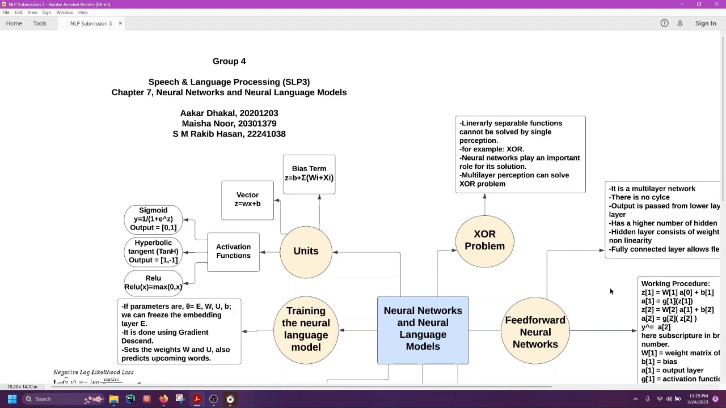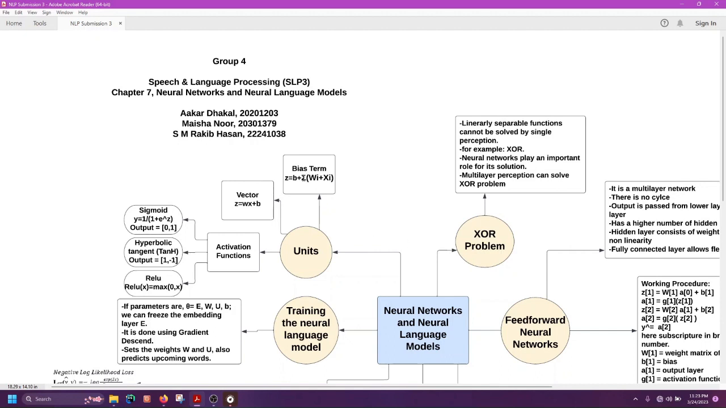So the building block of a neural network is a single computational unit. A unit takes a set of real valued numbers as input, performs some operations on them, and produces an output. At the back, a neural network is taking a weighted sum of its input with an additional term. This term is called the bias term. Here's the formula of the weighted sum Z.